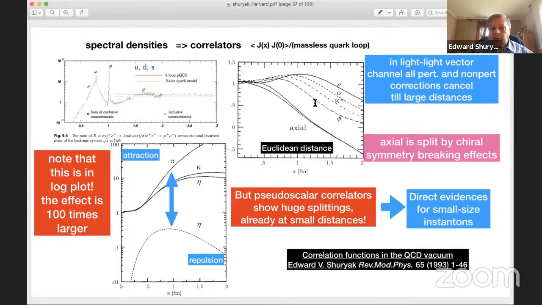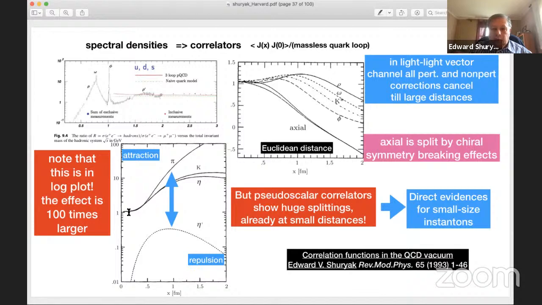The interesting thing is that for this vector channel, this is a ratio of the correlation function to the massless quark loop, or just the square of the propagator of a massless quark, which is some normalization. In this normalization, this function is close to one. That tells you that all corrections to free propagation of quarks are absent up to large distances. And these are the channels in which instantons do not operate.